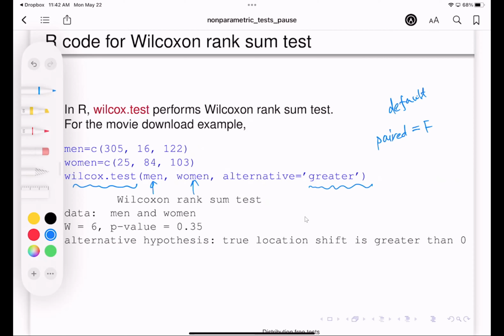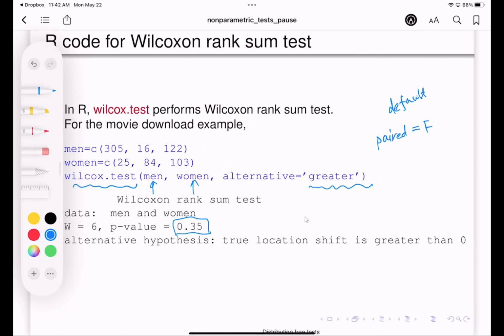Recall, for this one, we did the two-sided test. When we did the two-sided test, we could not get significant results. Similarly here, even with the one-sided test, our p-value was 0.35. 7 out of 20, that was the same. The result is not significant.